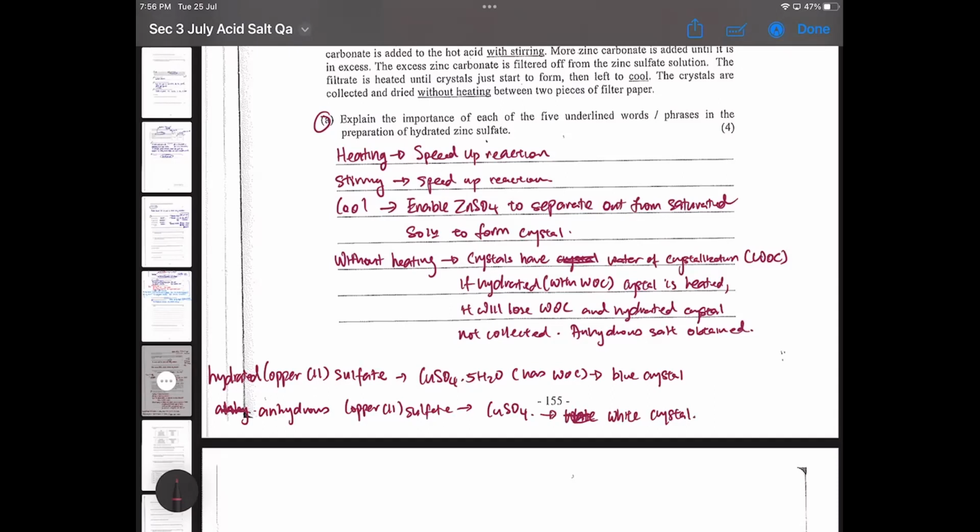So if you do intense heating to it, you will get this, because you are heating away the water of crystallization. So the appearance of the salt will be very different. Okay, can you help me jot these two things down first? Then I'll show you how copper 2 sulfate, the anhydrous version versus the hydrated version, what's the difference.